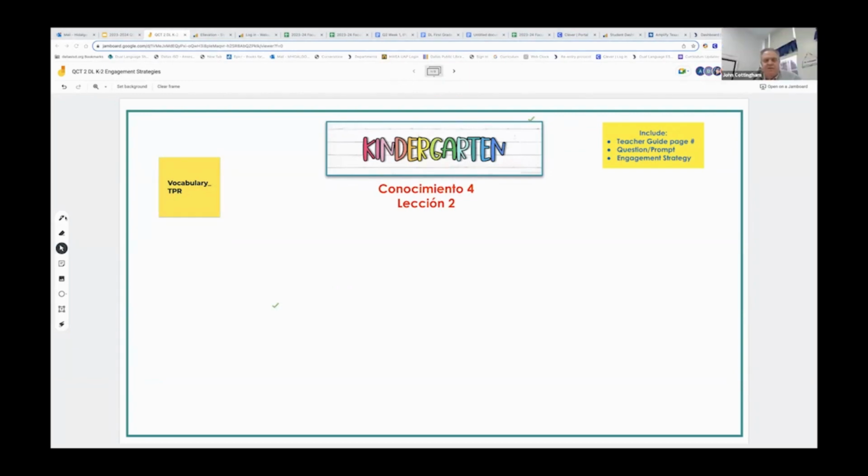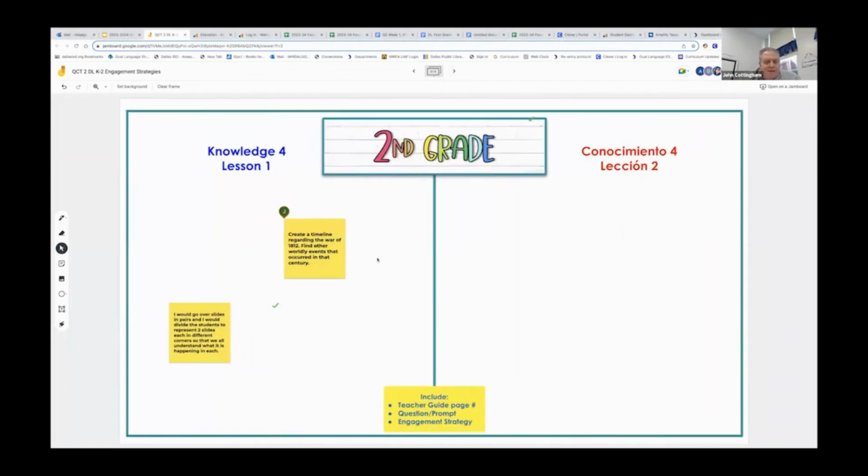Well, I posted mine on the second grade Jamboard. It was create a timeline for the lesson on the War of 1812, and maybe discuss the other worldly events that occurred in that century, and discuss. Yes. And actually, that gives me another idea. If you give the kids the card with events, and you have the kids walk around and place themselves in order, creating a human timeline. Okay.